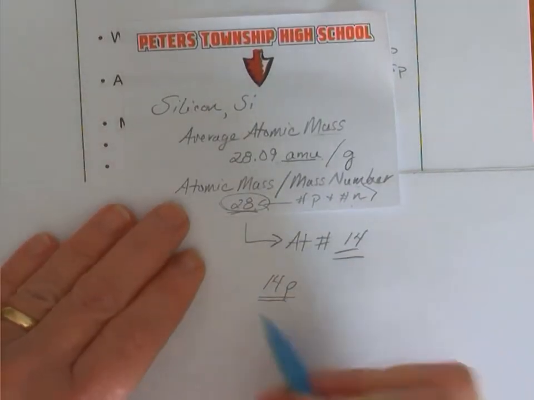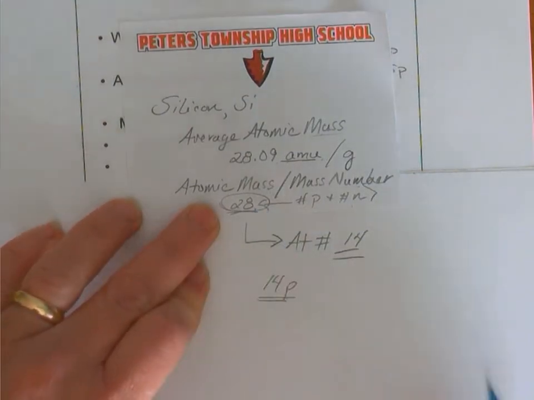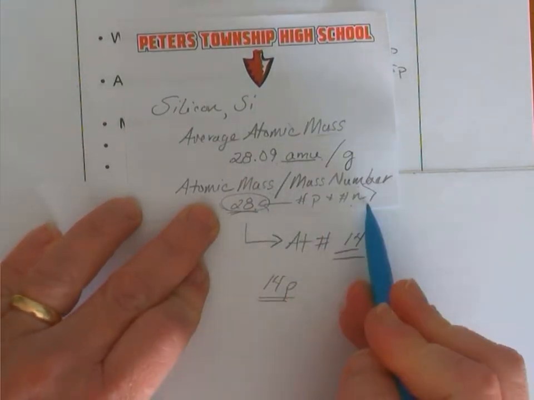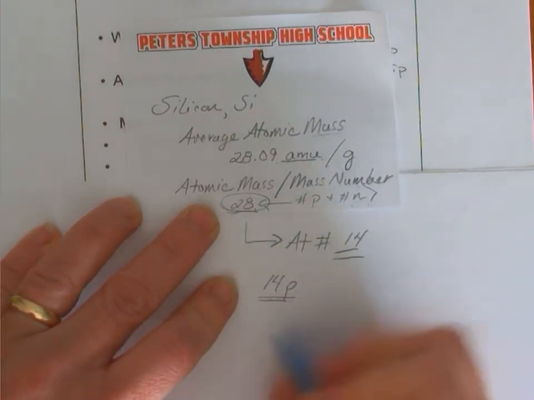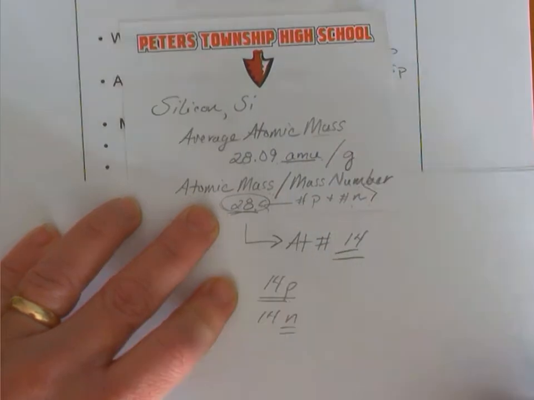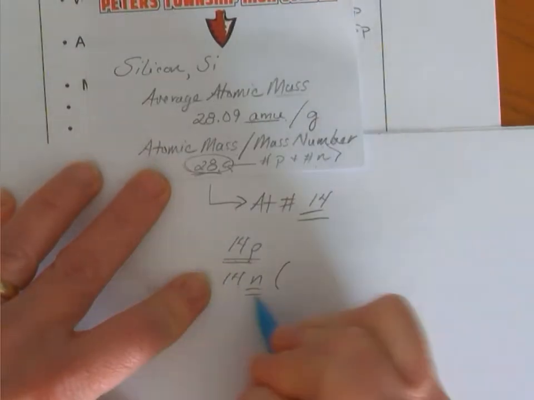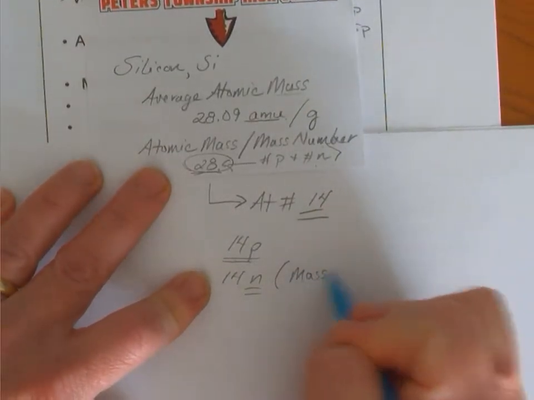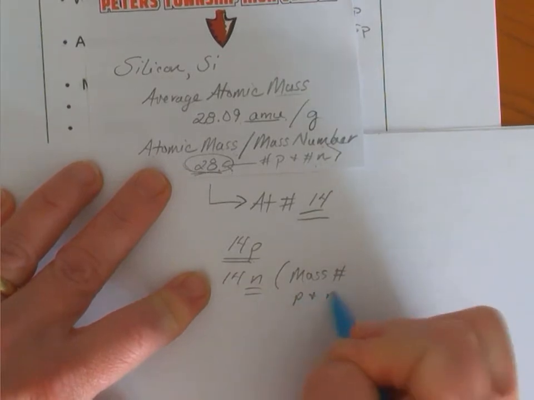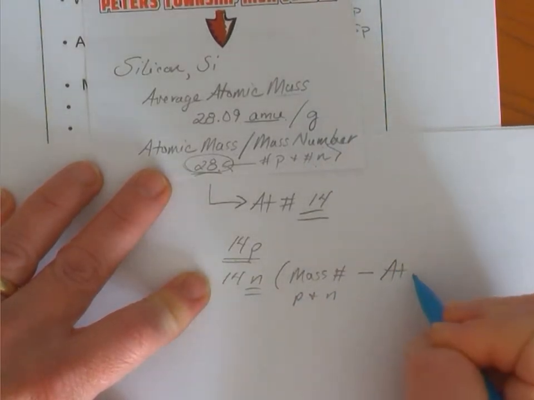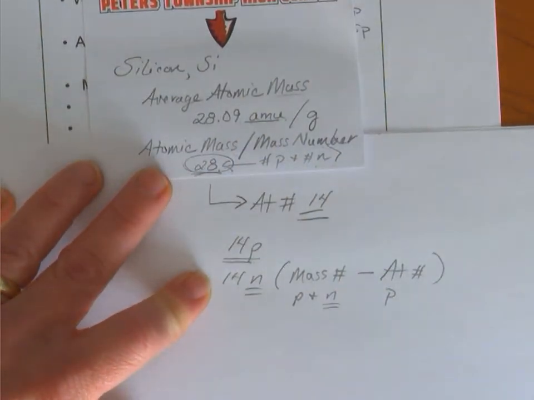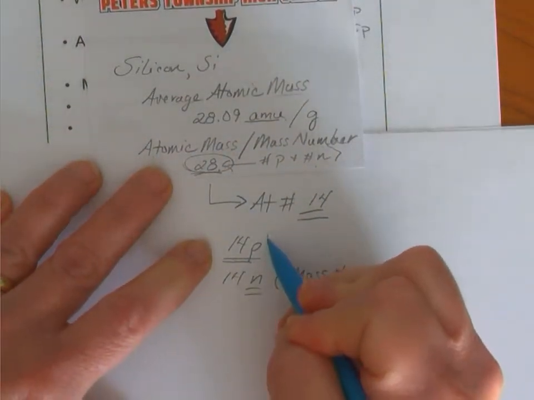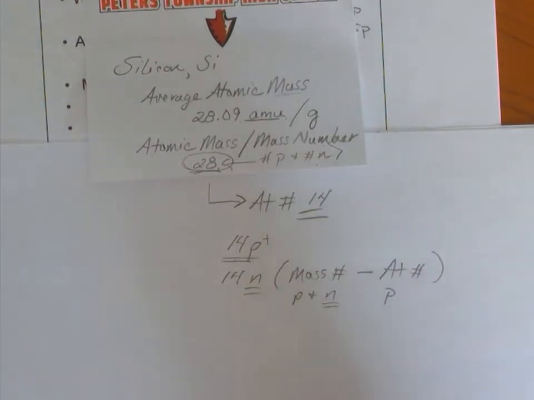All right. Well, if the mass number is 28, and this is protons and neutrons, then subtracting 28 and 14 gives us the number of neutrons. Again, to get the number of neutrons, that would be mass number, which is protons and neutrons. And if we subtract from that the atomic number, which is the number of protons, then we'll get the number of neutrons.